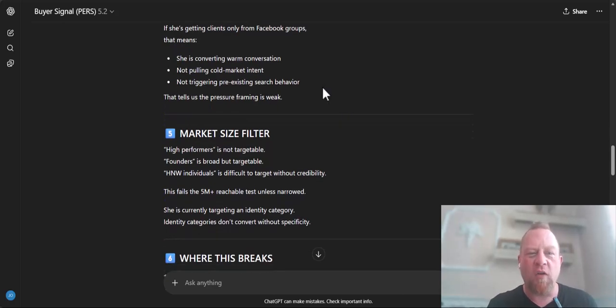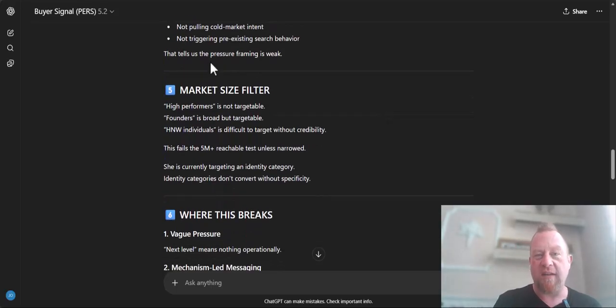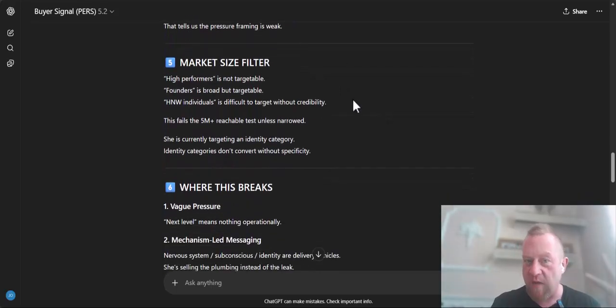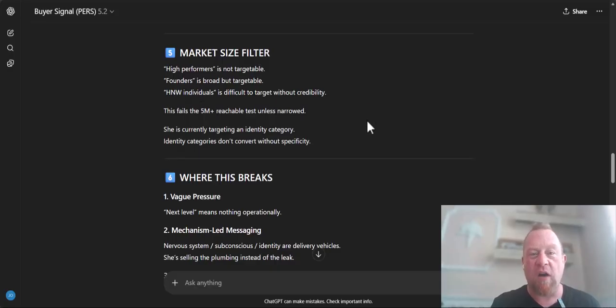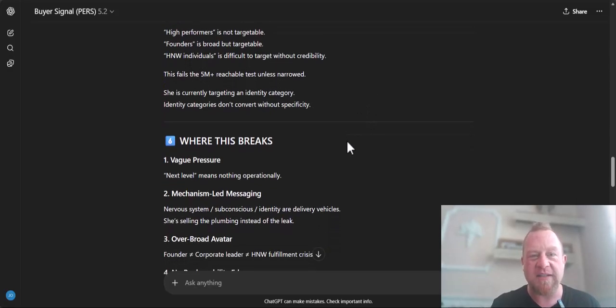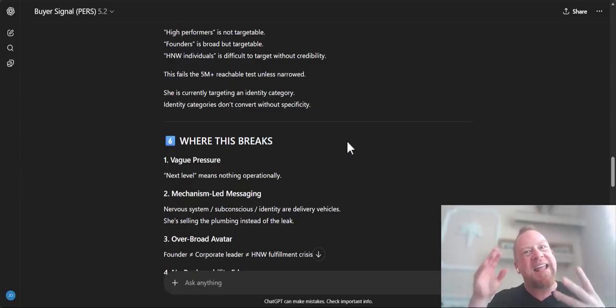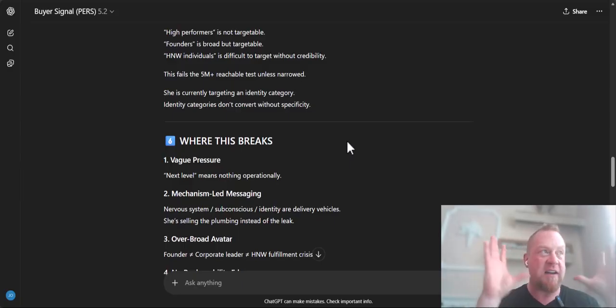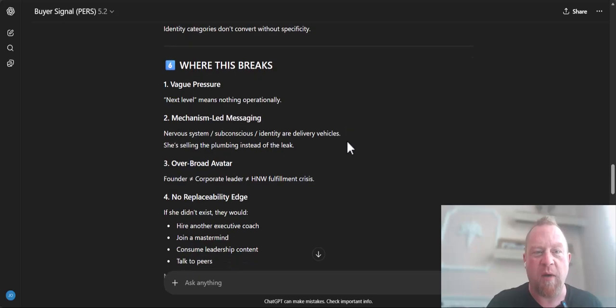All right, what is it here? Not pulling in cold market intent, not triggering pre-existing search behavior. So that tells us that the framing is weak. High performers, founders, all of these are really solid markets. This falls into the 5 million reachable test. The problem is that this particular category, where she's talking about the nervous system and the identity, is almost non-existent inside of this really big, very lucrative market.